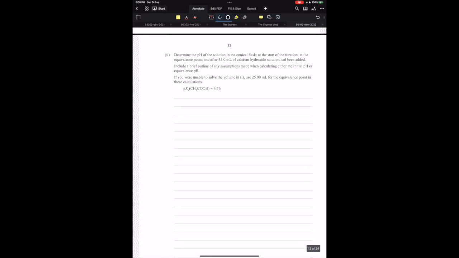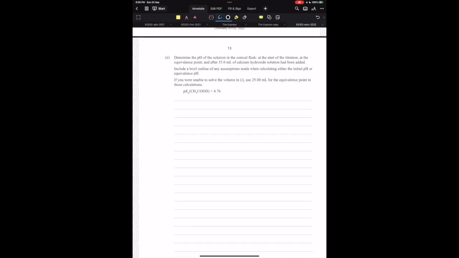And so, let's start with the first part of the question, which was what is the pH of the solution at the start of the titration? So at the start of the titration, you only need to consider the ethanoic acid in the solution. So ethanoic acid plus H2O goes in equilibrium with CH3COO minus plus H3O plus.